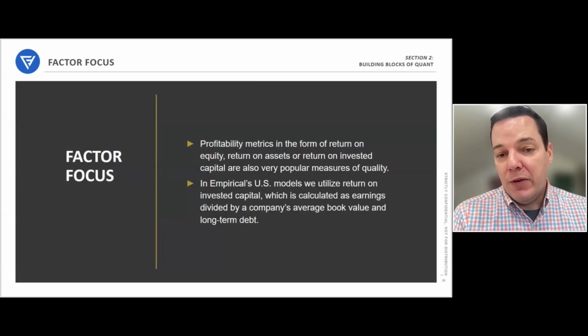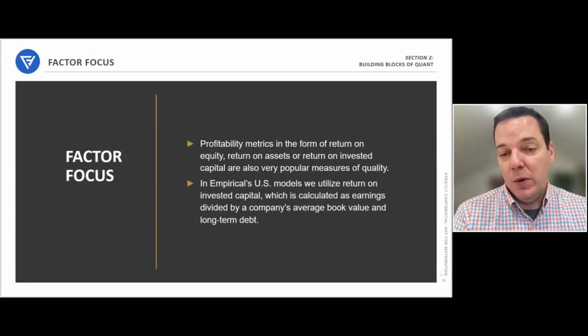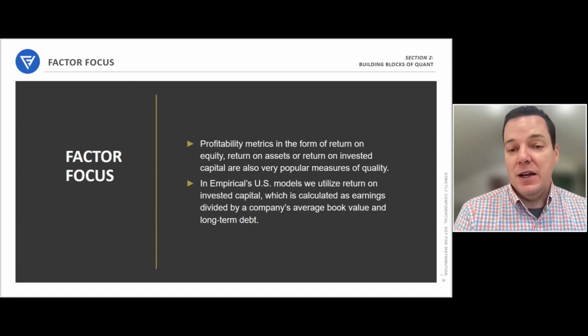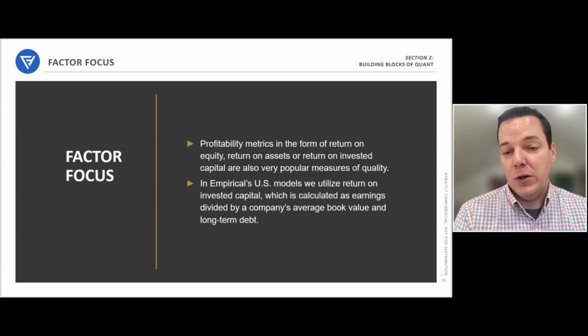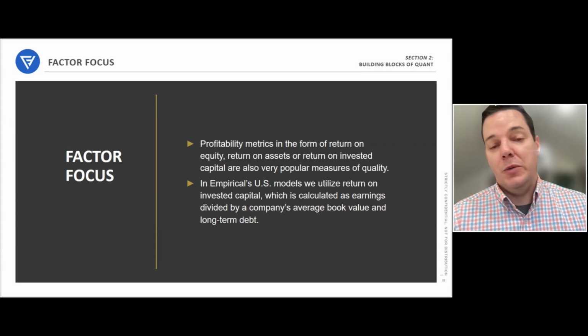So looking at the profitability metrics, I've mentioned a couple of these already. We utilize return on invested capital within our modeling framework in the US. We utilize return on assets typically in our models outside of the US. You can see the definition that we have here for return on invested capital, but looking at earnings divided by a company's average book value and long-term debt.